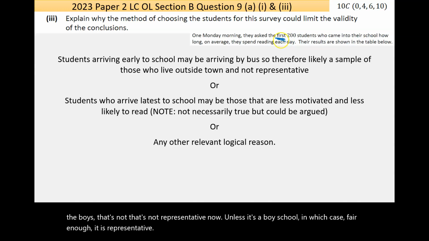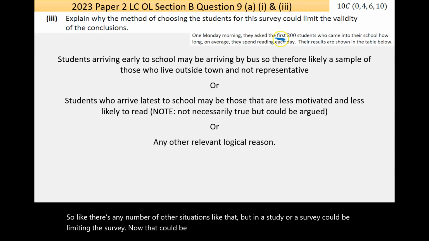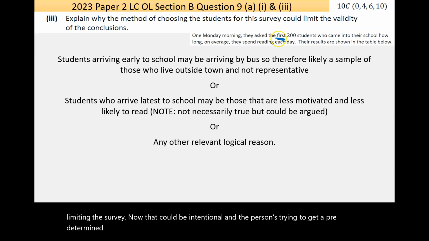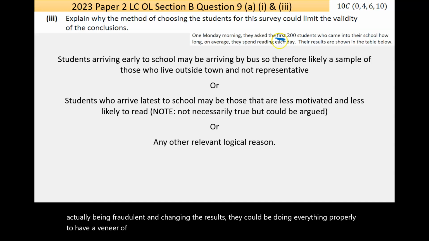So there's any number of other situations like that in a study or a survey that could be limiting the survey. Now that could be intentional, and the person's trying to get a predetermined response, and they're going to get it irrespective. That's fraud. But irrespective of actually being fraudulent and changing the results, they could be doing everything properly to have a veneer of respectability, but trying to get a preconceived outcome.